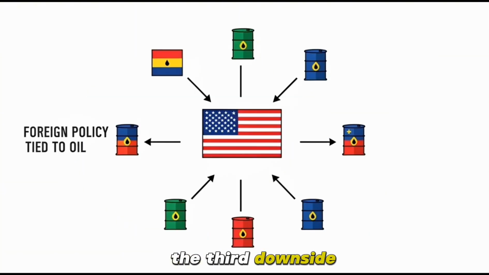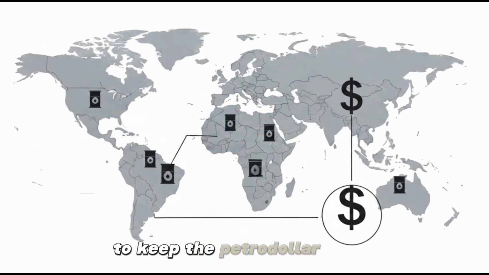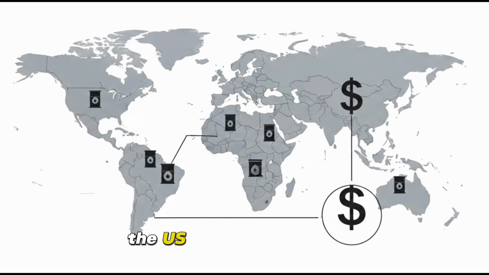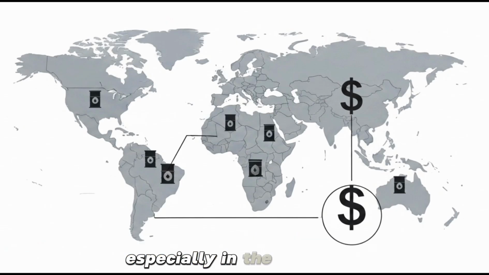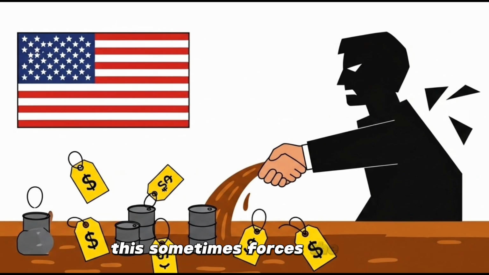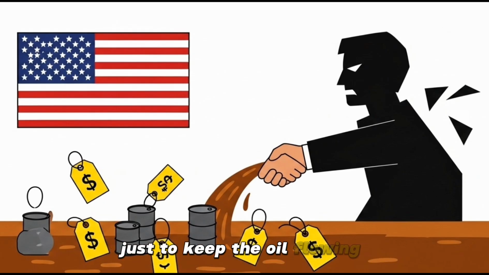The third downside is that it ties U.S. foreign policy to oil-producing countries. To keep the petrodollar system alive, the U.S. has to maintain good relationships with major oil exporters, especially in the Middle East. This sometimes forces the U.S. to support regimes it might not otherwise support, just to keep the oil flowing in dollars.